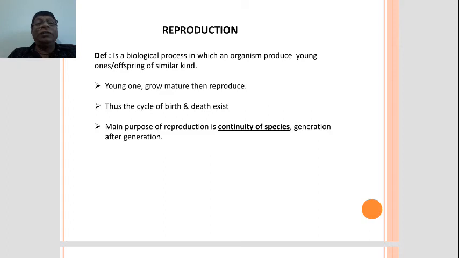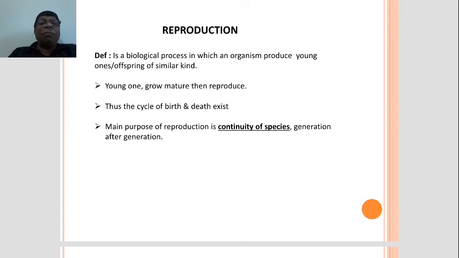Similar kind means a dog, when it reproduces, can produce puppies only. A dog cannot give birth to a kitten. A dog does not give birth to a kitten. That is the meaning of similar kind. Okay, that's all the meaning of reproduction.